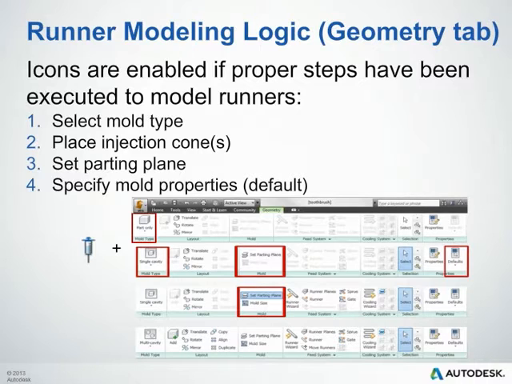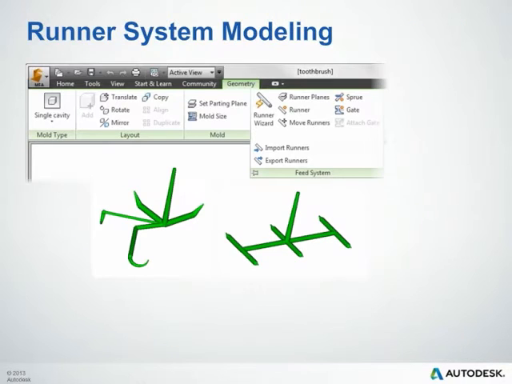If you notice at any time that the icon you're trying to select is grayed out, that means you may have not followed the correct order. So take a step back and see which step you may have missed. Within the user interface, you'll see in the ribbon that there are runner system modeling tools. There's a wizard, as well as some manual tools, and the option to actually import runners or IGES curves as runners. So we'll cover each one of these in the later part of this presentation.